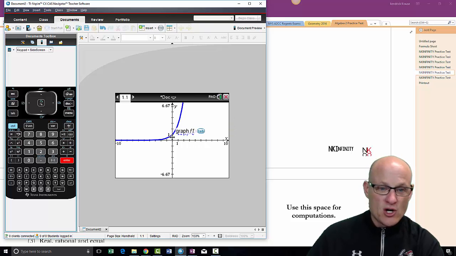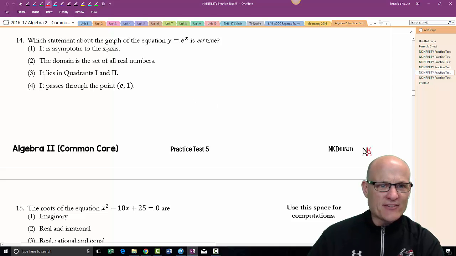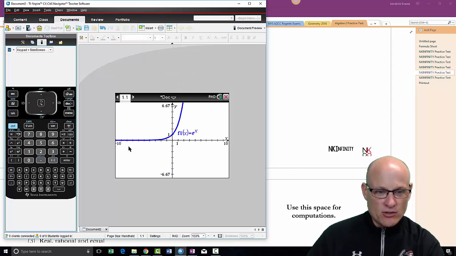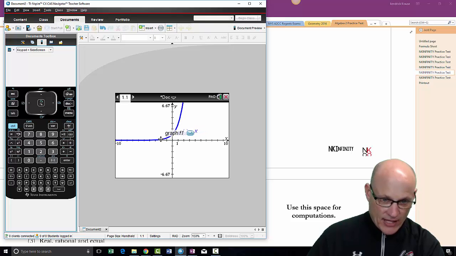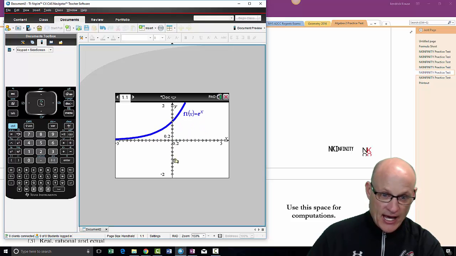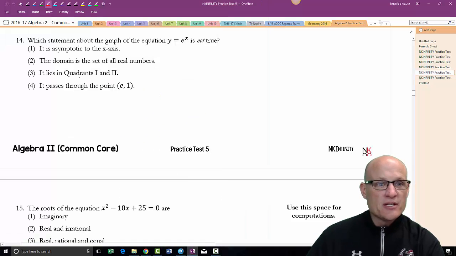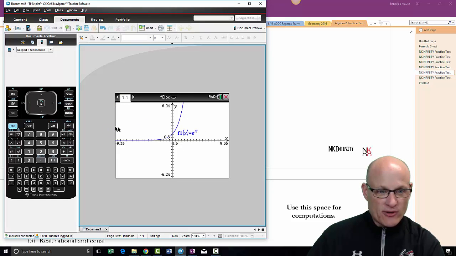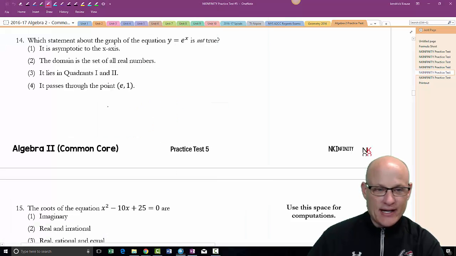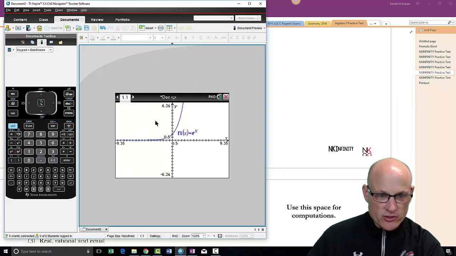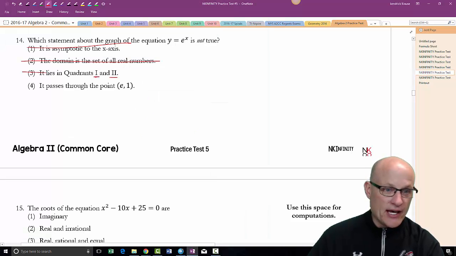Simple exponential function. All exponential functions go through 0, 1. It is asymptotic to the x-axis. Does that mean it approaches the x-axis and does not cross it? Absolutely. Its domain is the set of all real numbers. Does it go forever and ever to the left and to the right? Absolutely. It lies in quadrants 1 and 2. It's over here in 2, and over here in 1. Absolutely. It passes through the point e, 1.